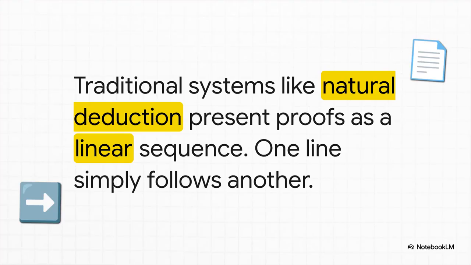You know, the way most of us learn logic is through systems like natural deduction. And everything is super orderly, super sequential. Premise A leads to B, which then leads to C. It's kind of like a single train track, just moving in one direction. But that simplicity actually hides the deeper, more complex structure of the argument.